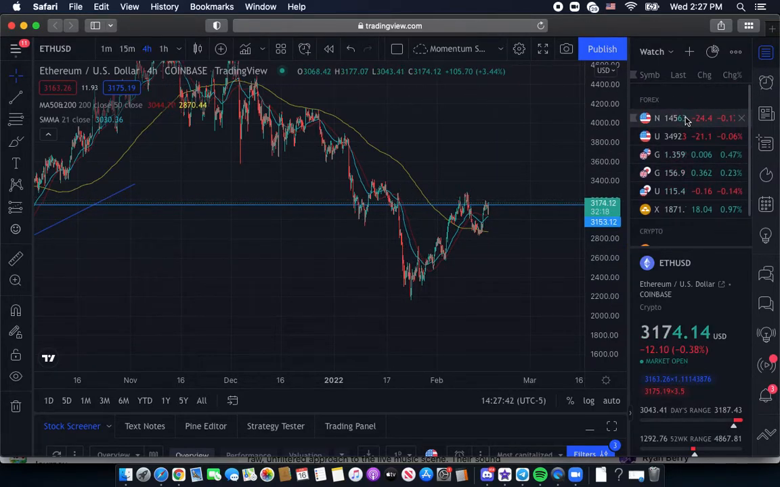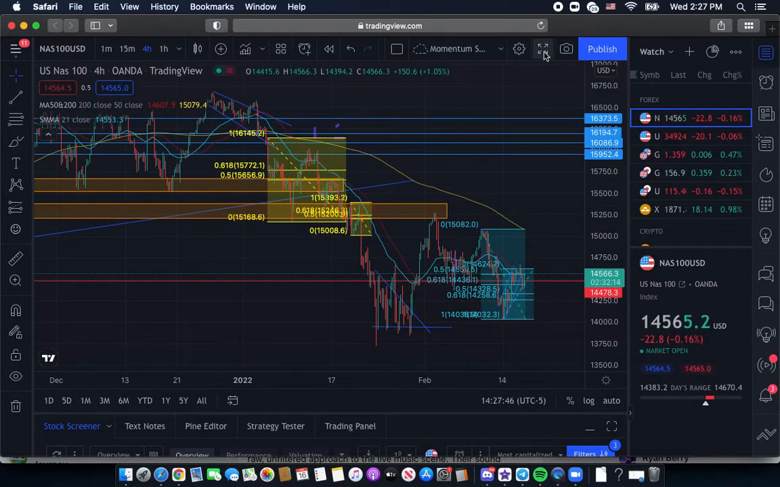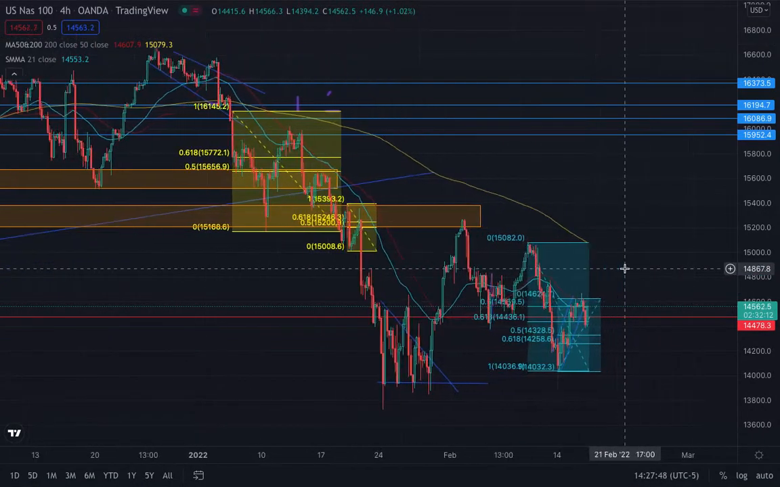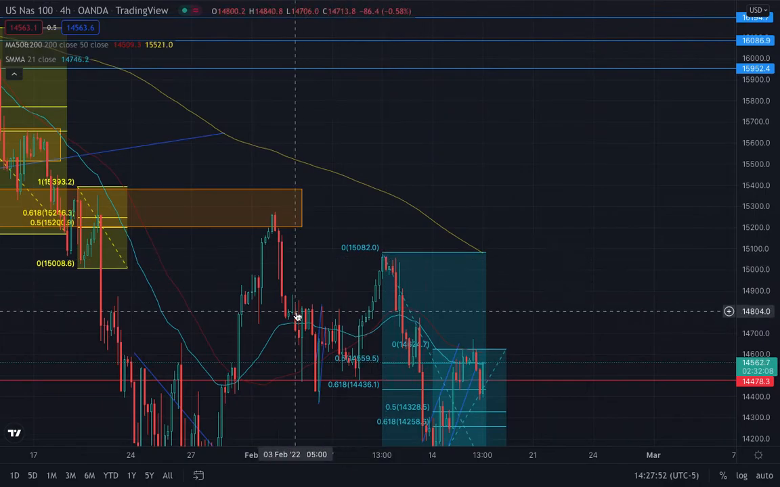The other one as well is the NASDAQ or any indices, honestly. As you guys can all see, I trade a lot of NASDAQ. Traded it today, caught that sell. I made $580 this morning.